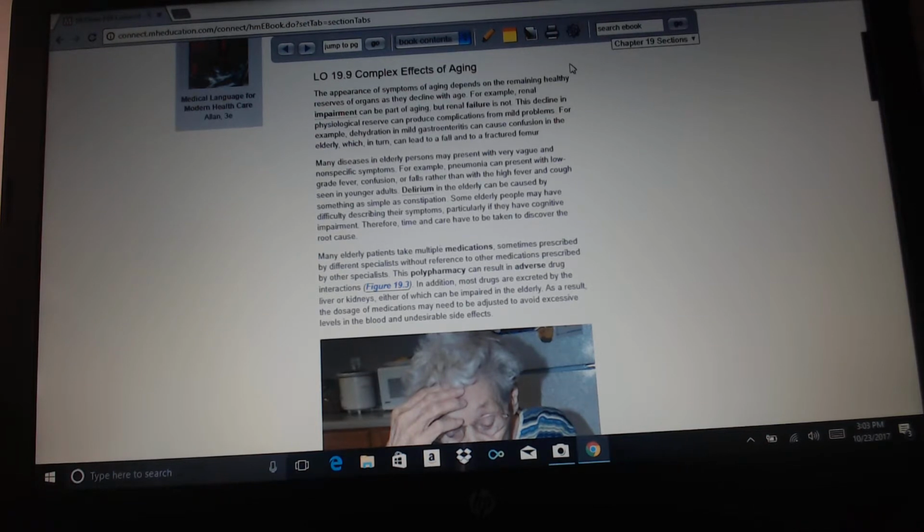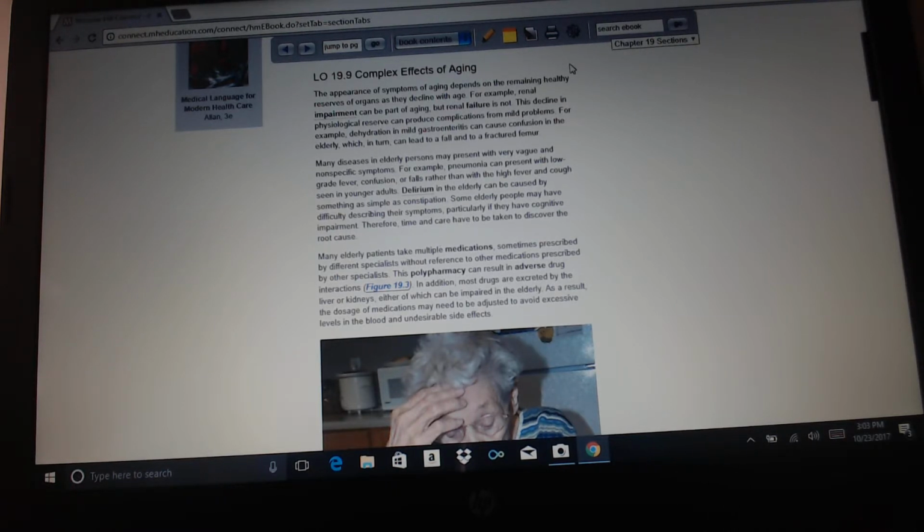Complex effects of aging. The appearance of symptoms of aging depends on the remaining healthy reserves of organs as they decline with age. For example, renal impairment can be part of aging, but renal failure is not. This decline in physiologic reserve can produce complications from mild problems. For example, dehydration and mild gastroenteritis can cause confusion in the elderly, which in turn can lead to a fall and a fractured femur.